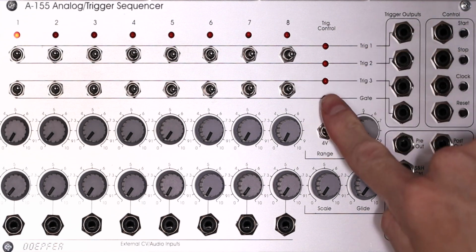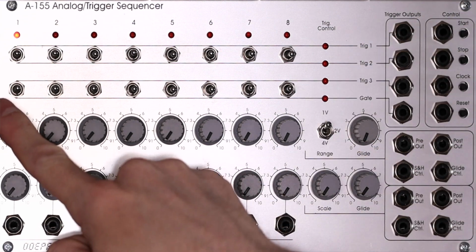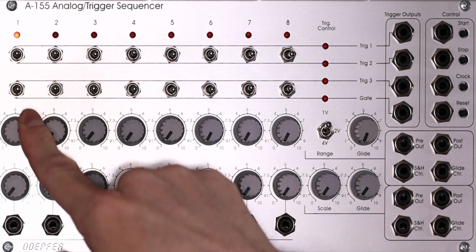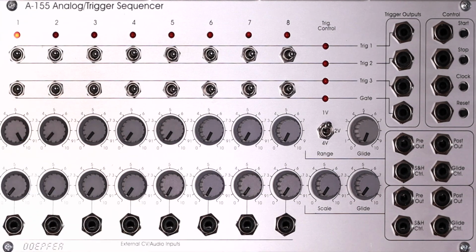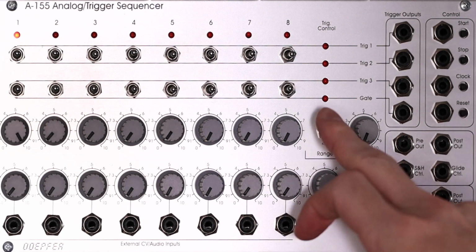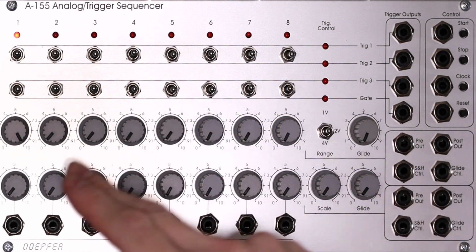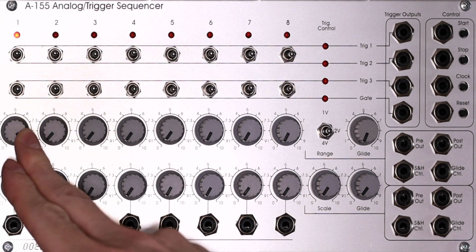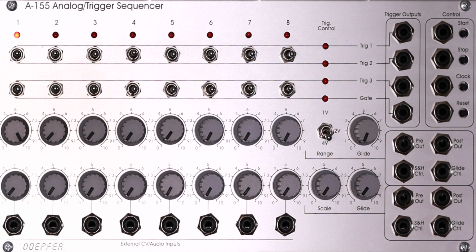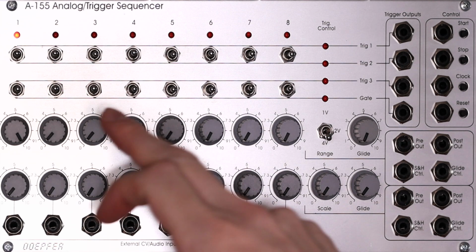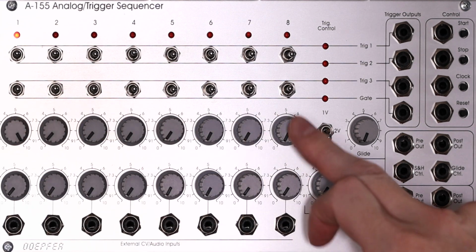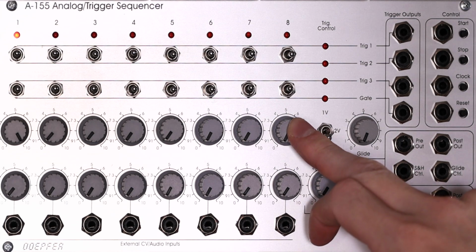So 1 volt will make 0 to 1 volt coming out of the module at the output, and at 200% will be 2 volt, 4 volt, it will be 4 volt. It's really straightforward, and this only applies to the top row of potentiometers.